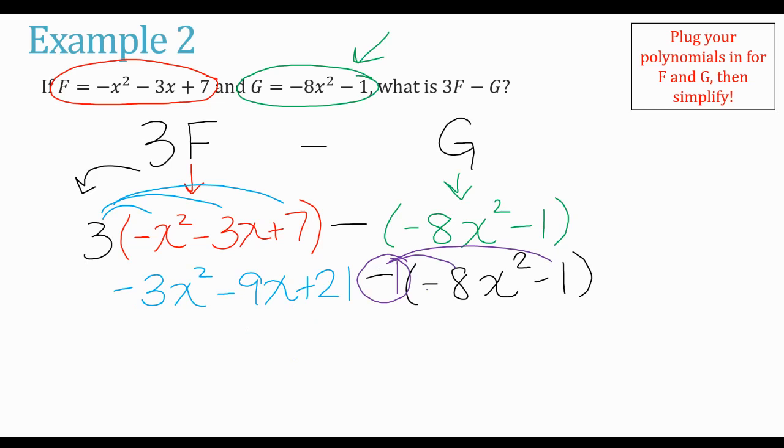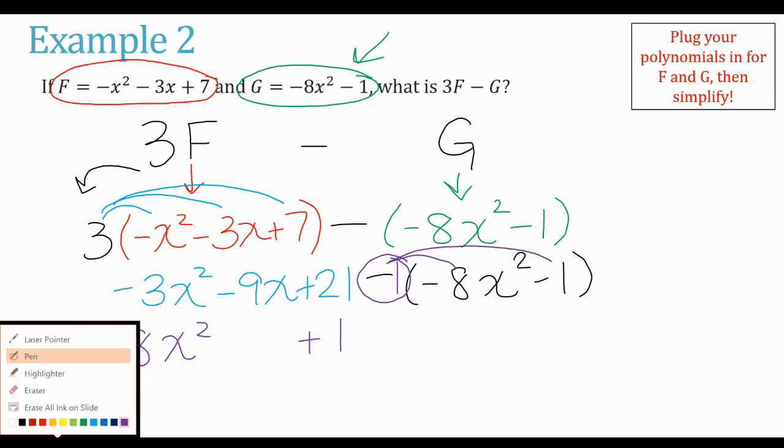So you get positive 8x squared. I'm going to put that right under my 3x squared because they're like terms, same variable, same exponent. And then negative 1 times negative 1. Negative times negative is a positive, so positive 1. I'm going to put that underneath my 21 because this does not have an x. So I'm not going to put it under the 9x, the negative 9x, because they wouldn't be like terms, and we're trying to stack our like terms.